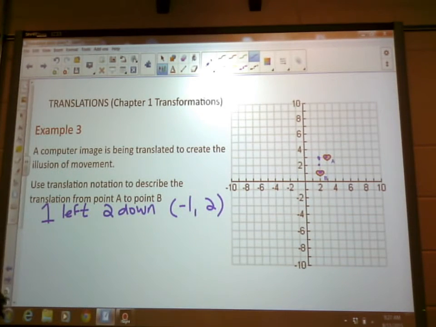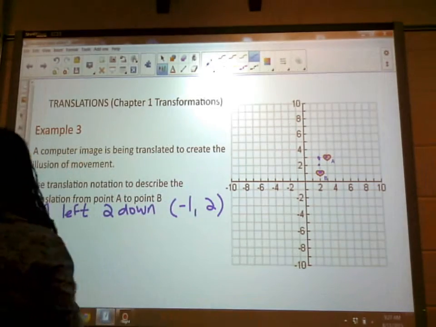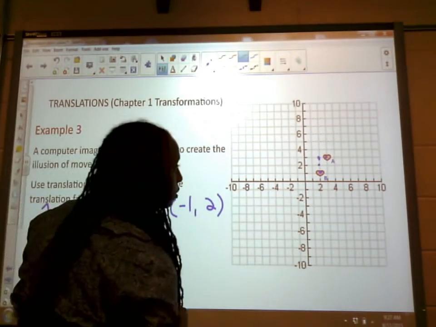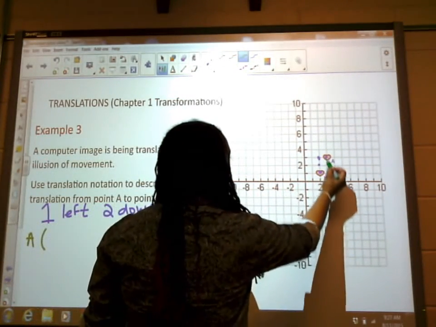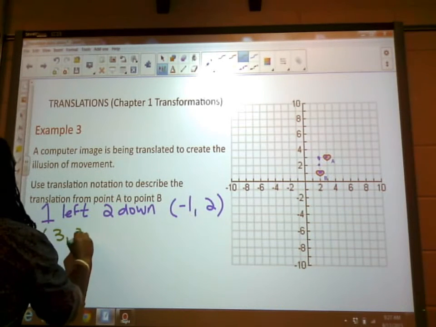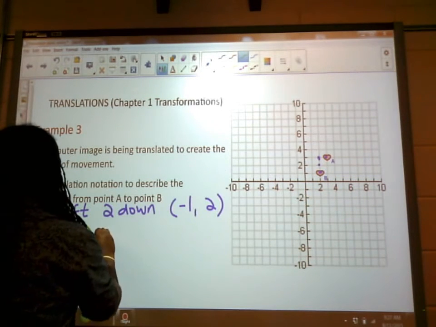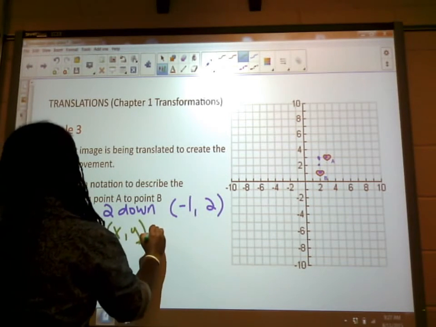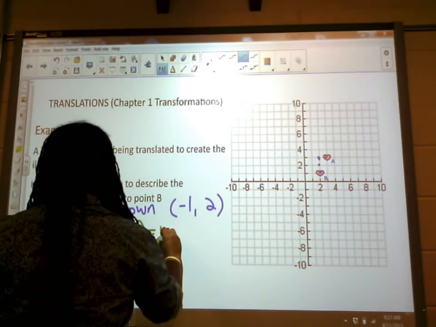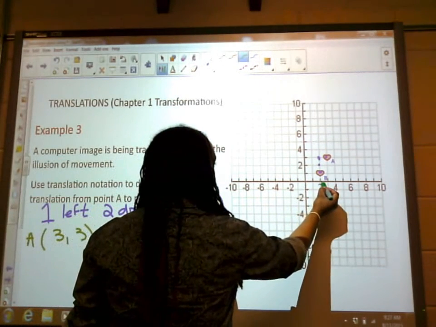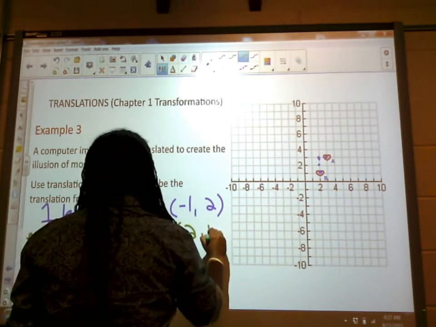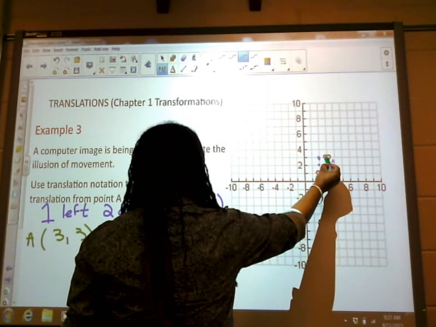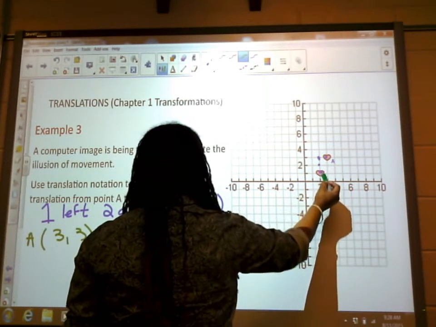But let's actually check this to verify. All right, so A is +3, +3. And we don't know what our translation point is. We do know that it was some x and some y. And we know that our final result, which was B, ended up at 2, 1. So the first method you can do is what I did and actually just hopped and tried to figure out how I went from A to B.